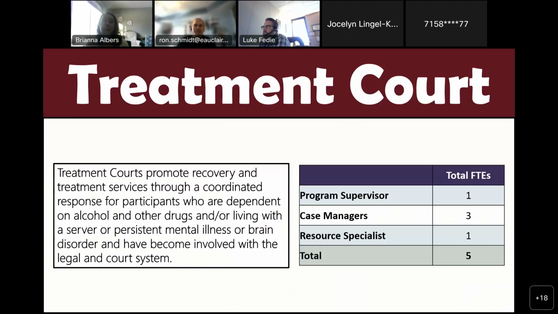What that says there is that our treatment courts really are to provide recovery services for individuals involved in the criminal justice system who are assessed as high risk, meaning high risk to engage in further illegal activity, and also high needs. That high need is a significant substance use disorder and/or mental health diagnosis. The vast majority of our clients have both a mental health diagnosis and a substance use diagnosis. Next slide, please.